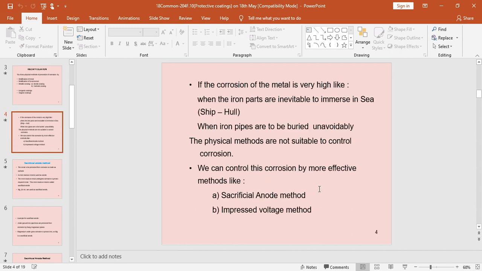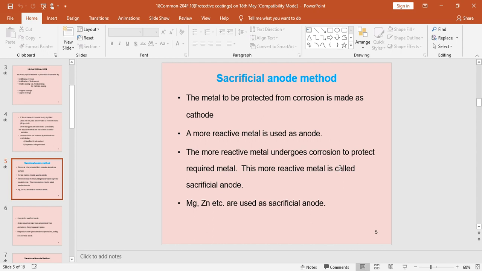See here, these two methods are examples of cathodic protection. What is the meaning of cathodic protection? Cathodic protection means that by applying some voltage, or by contacting another metal to that base metal, we are converting that anode into a cathode to protect that metal from corrosion. So that's why it is called cathodic protection. In cathodic protection, we are going to discuss these two methods.